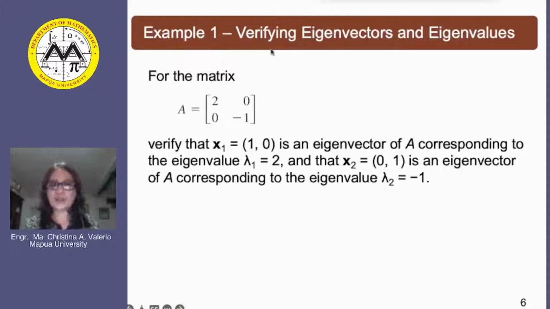Example number 1. Verifying eigenvectors and eigenvalues. For the matrix A, which is a 2 by 2 matrix with the entries 2, 0, 0, negative 1, verify that x sub 1, which is a vector with components 1 and 0, is an eigenvector of the matrix A corresponding to the eigenvalue lambda sub 1 equals 2, and that the second eigenvector x sub 2, with components 0 and 1, is an eigenvector of A corresponding to the eigenvalue lambda sub 2 equals negative 1.